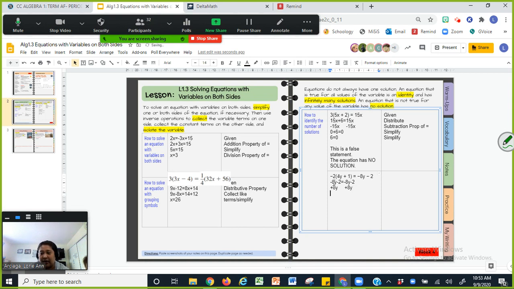Okay, so 8y, 8y. You're going to cancel that 8y together, right? So that's a 0. And you're going to end up with negative 2 equals, you cancel that again, and you're going to end up with a negative 2.